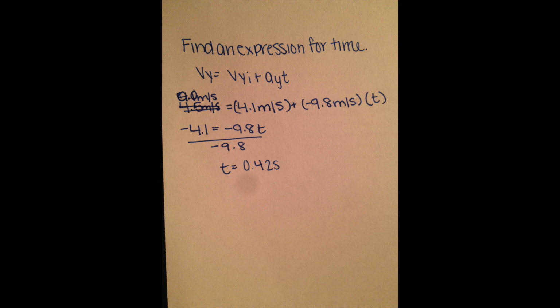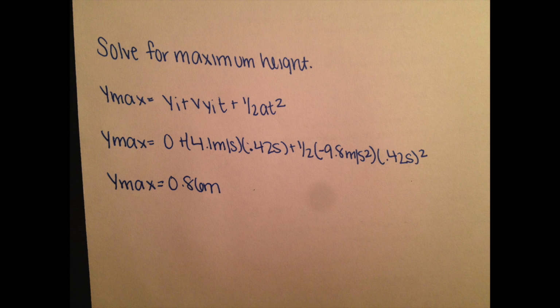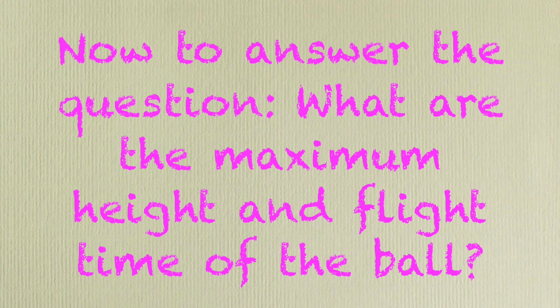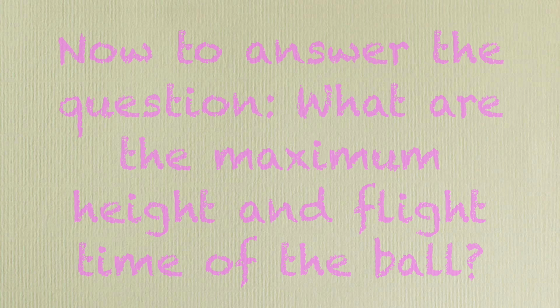Next, we find the expression for time, which we find is 0.42 seconds. Next, we have to solve for maximum height, which we find is 0.86 meters. We found the maximum height was 0.86 meters, and in order to find the maximum flight time of the ball, you square the original time that we found, which was 0.46 seconds, which squared is 0.84 seconds.